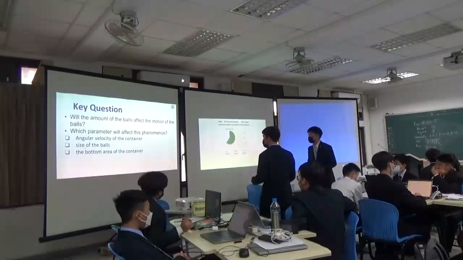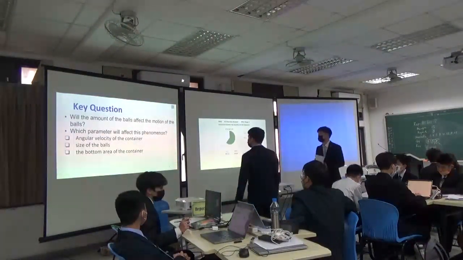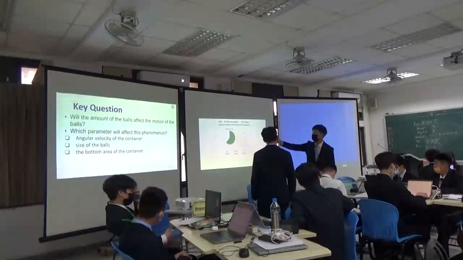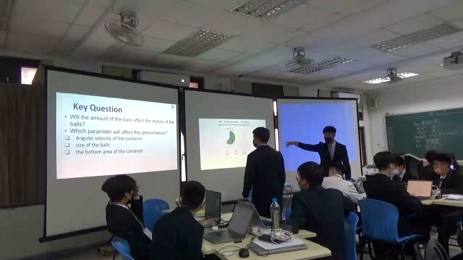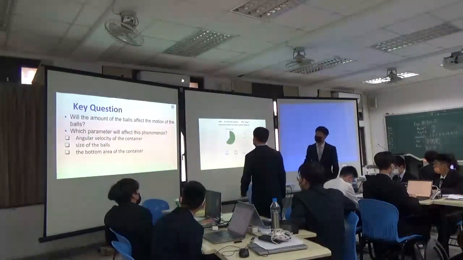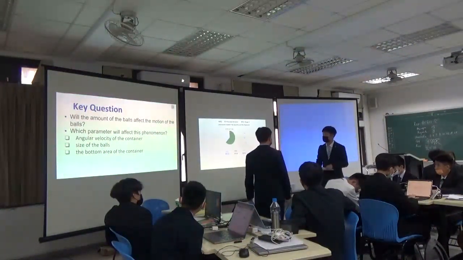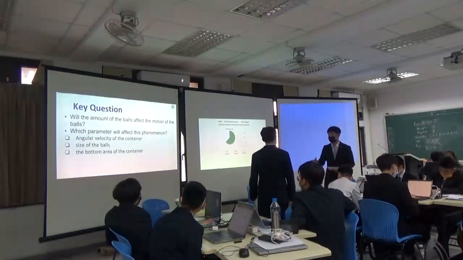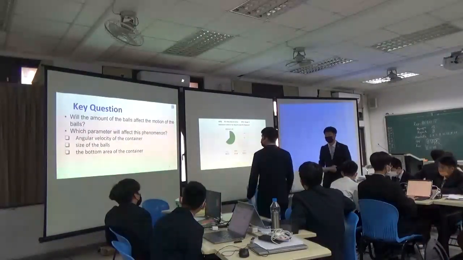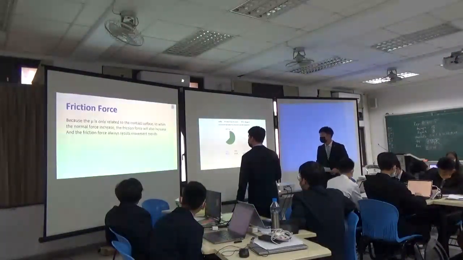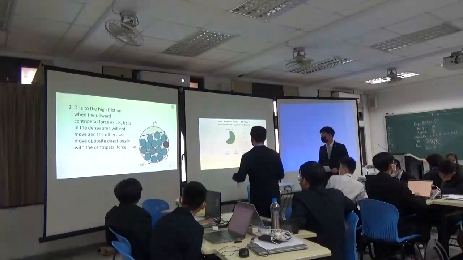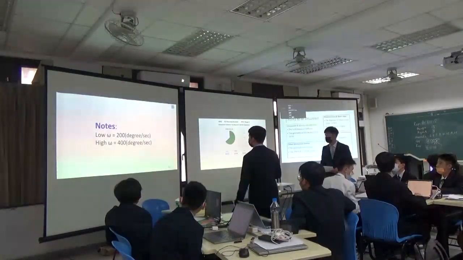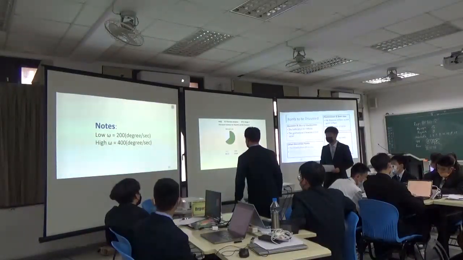Sorry. You say that which parameters will affect this phenomenon, and you put out the angular velocity of the container, right? Yes. So did you investigate these parameters in your experiment later? Because I didn't see that you've changed the angular velocity of the container. Yes. We have two angular velocities of the container. One is 200 degrees and one is 400 degrees.